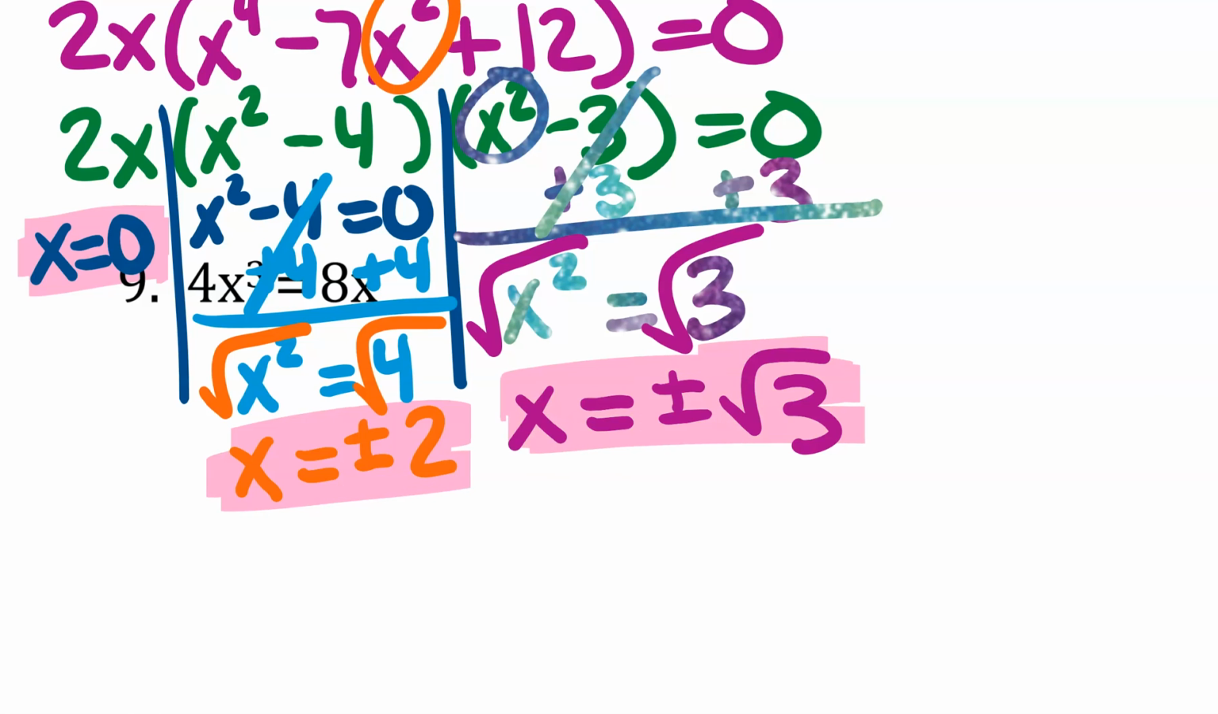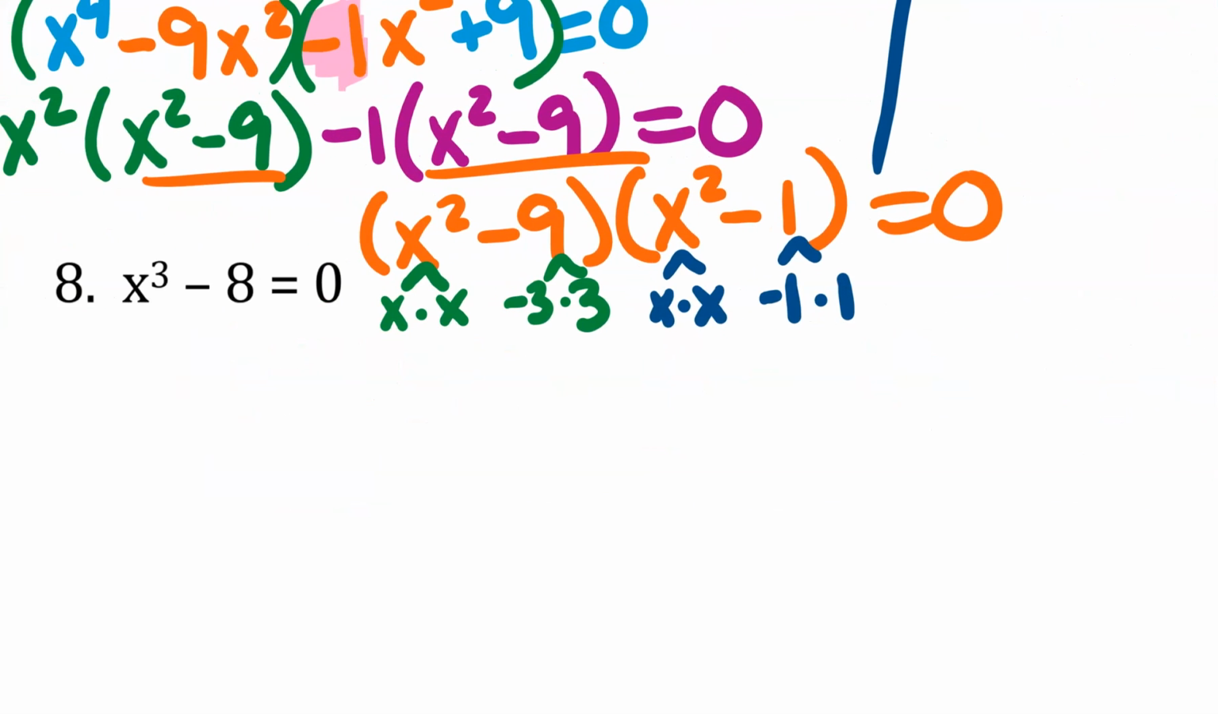Okay, what number was that? 7. Okay, we're almost done. We're almost done. 2 more.